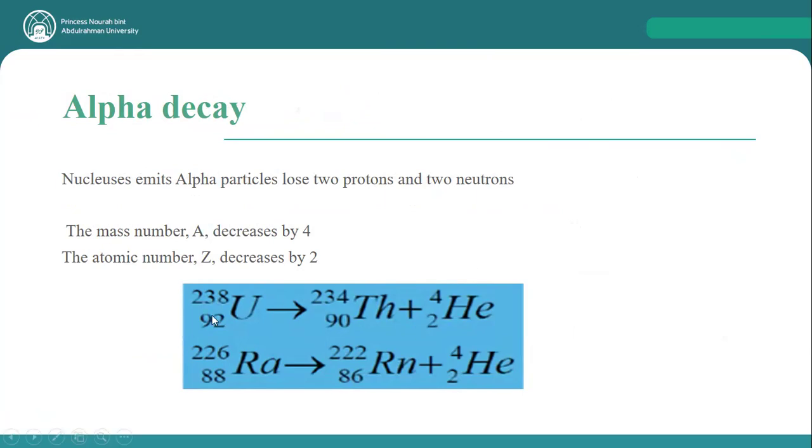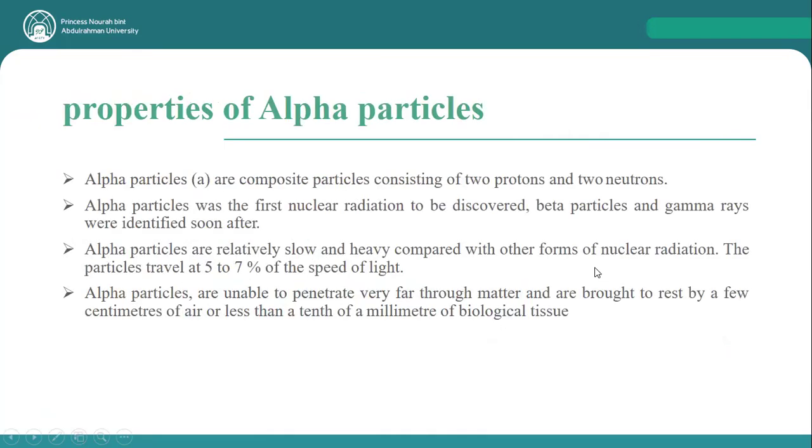For example, uranium 92-238 is converted to thorium 90-234 and an alpha particle. The Z number decreased by 2 and the mass number decreased by 4.